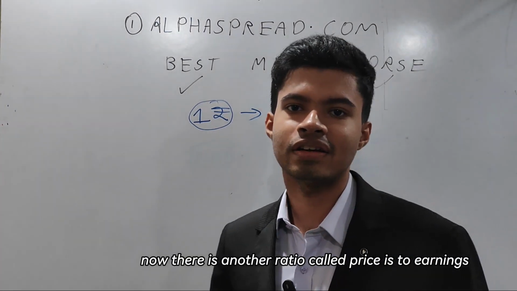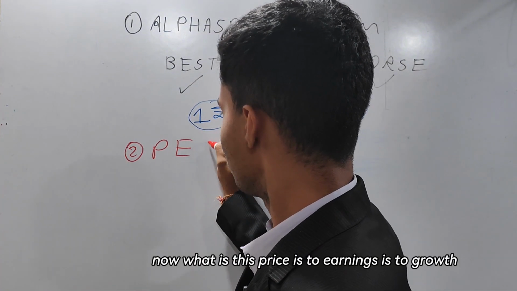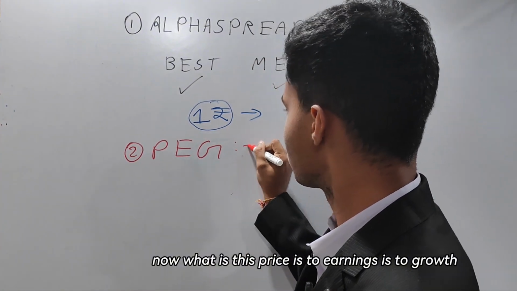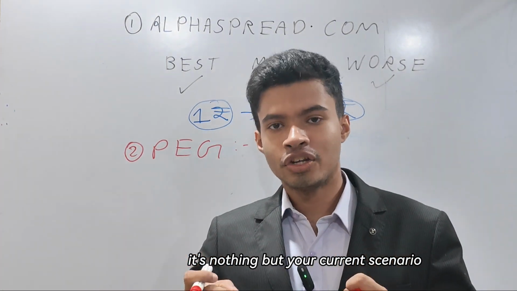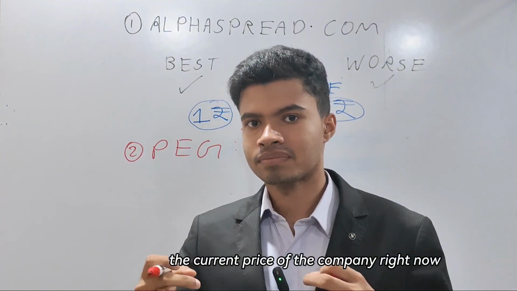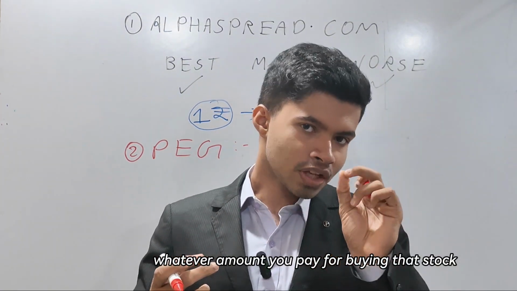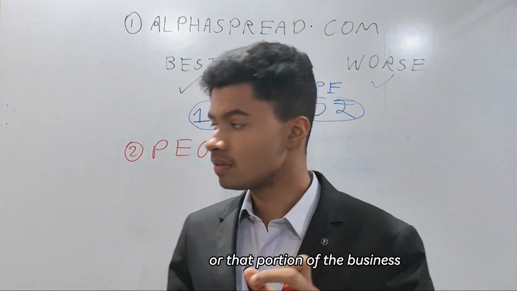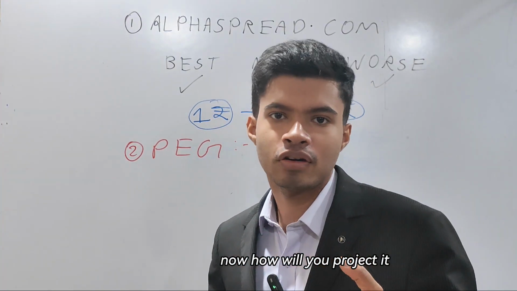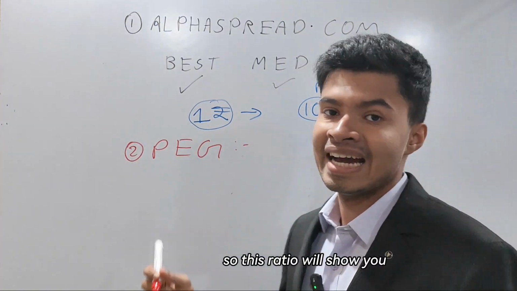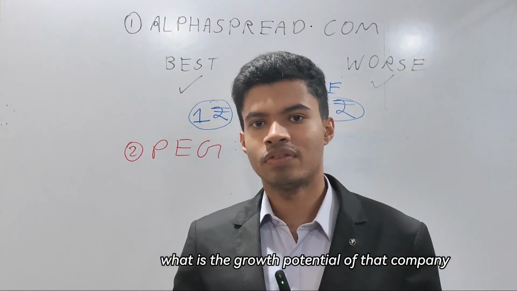Now there is another ratio called price to earnings to growth. Now what is this price to earnings to growth? It's nothing but your current scenario, the current price of the company right now, whatever amount you pay for buying that stock or that portion of the business, you will be projecting its future growth. Now how will you project it? Obviously you cannot project it. So this ratio will show you what is the growth potential of that company.